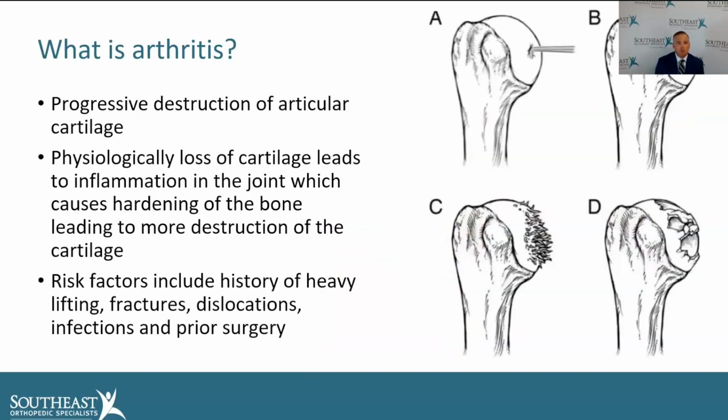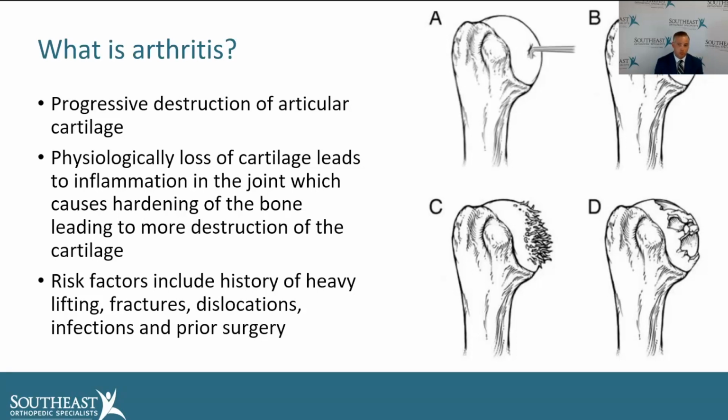So, what is arthritis? Arthritis is the destruction of this articular cartilage, and it moves along in kind of a stepwise process. The cartilage begins softening initially, and then you develop fissures in the cartilage, and then fraying of the cartilage, and then eventual destruction of the articular cartilage and exposure of the subchondral bone underneath.